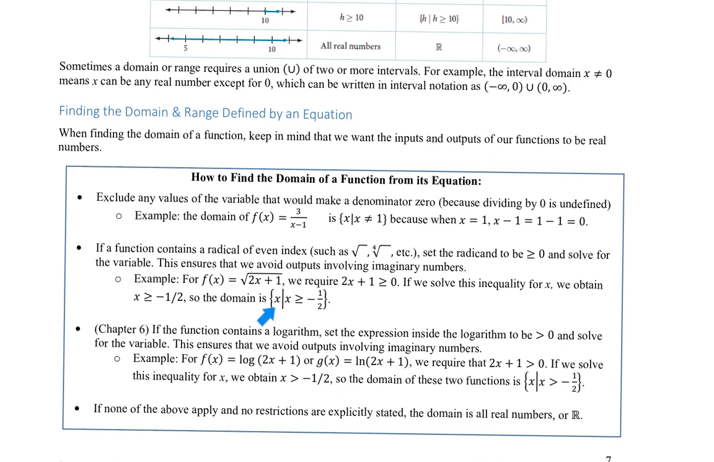And once again, they use set builder notation here, where x is such that x is greater than or equal to negative 1/2. And again, we'll be doing extensive examples on these in the next video.